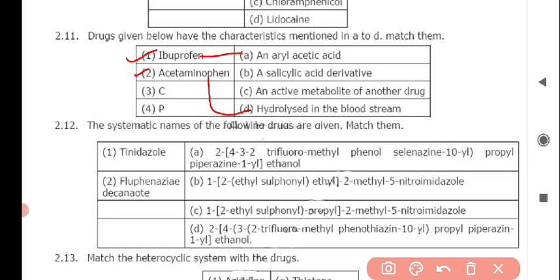Next question is the systematic names of the following drugs are given. Match them. So for the first drug, that is tinidazole, the correct answer is option B, that is 1-(2-ethylsulfonylethyl)-2-methyl-5-nitroimidazole. And the second drug is fluphenazine decanoate. So for this, the correct answer is option D, that is 2-[4-[3-[2-(trifluoromethyl)phenothiazin-10-yl]propyl]piperazin-1-yl]ethanol.